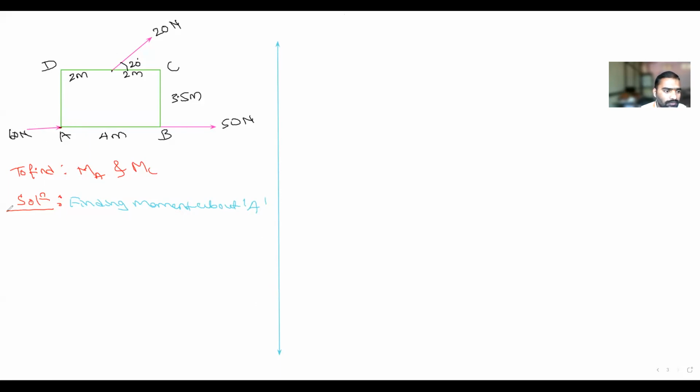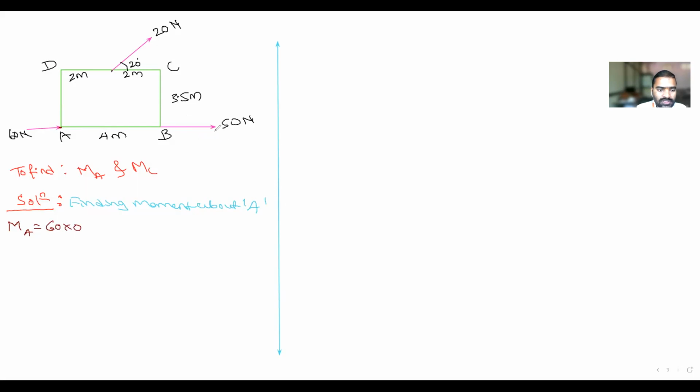Okay. So this 60 Newton force. Moment about A is equal to, okay, this 60. I am fixing the point A. The 60 Newton force is passing through A. Whether this 60 is producing any moment or not? No, it is not producing. So 60 into 0, that is 0.